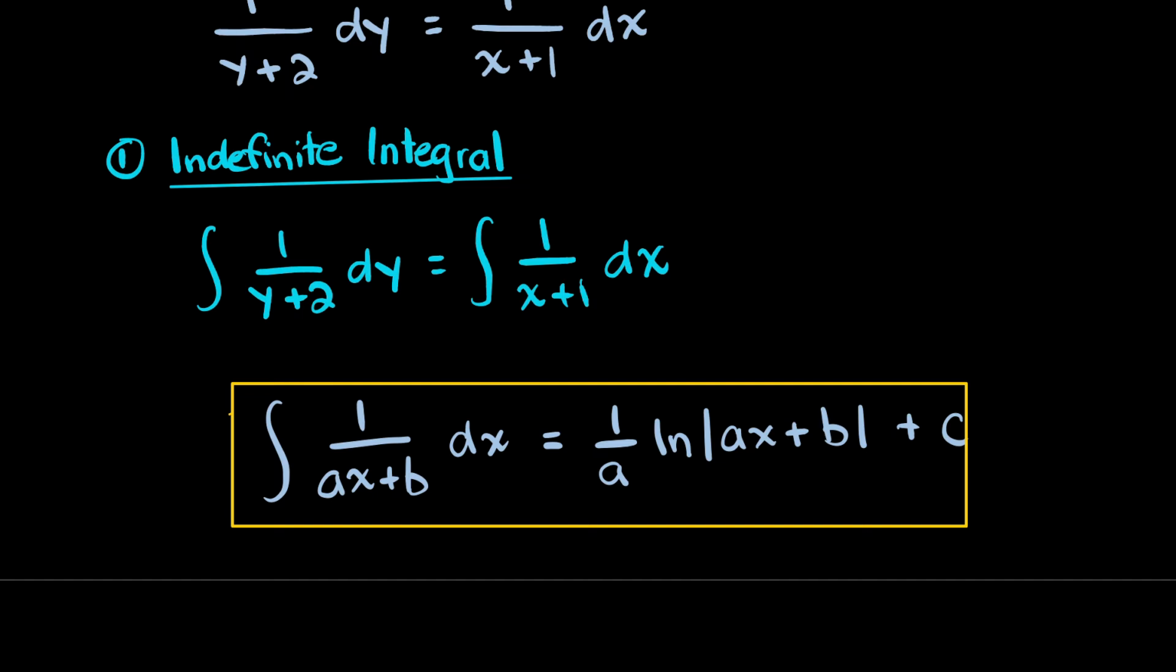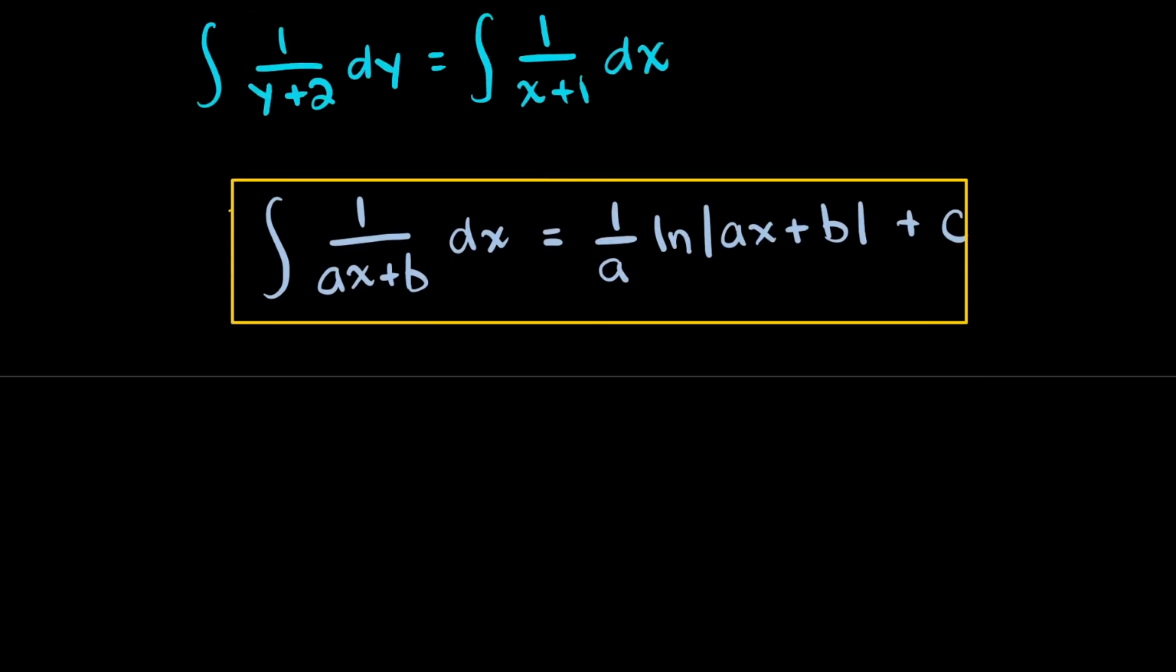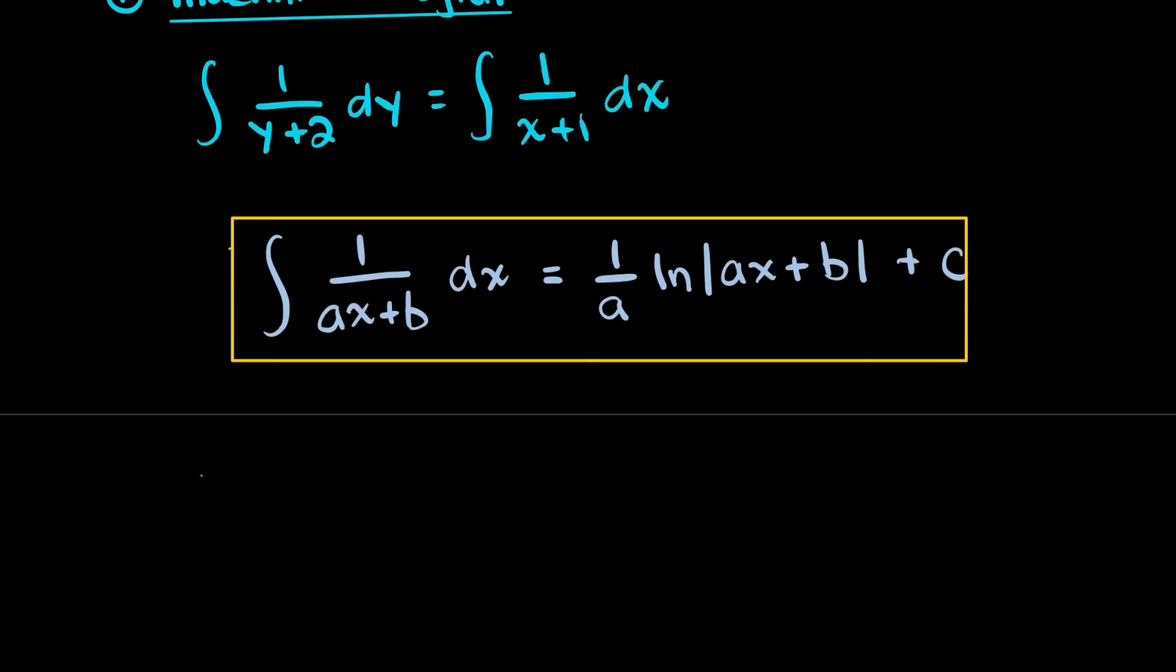So back to the indefinite integral, we can now solve the integral on both sides of the equation. So for the first one, we're going to have the natural logarithm of y plus 2 plus some constant. And then on the other side, we're going to have the natural logarithm of x plus 1 plus another constant.